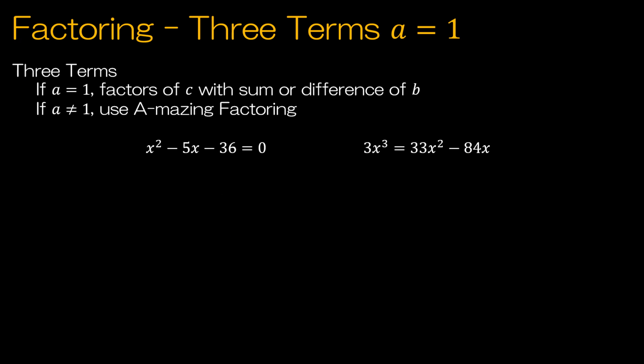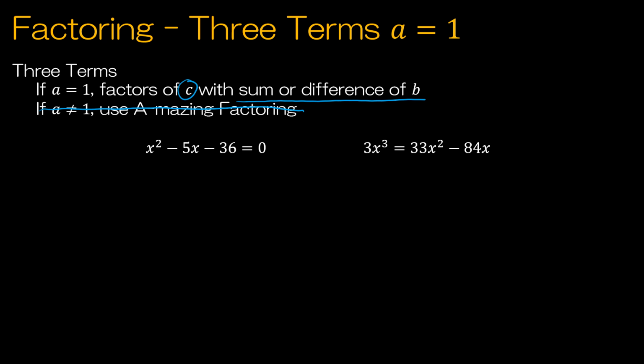Now let's look at factoring with three terms. We're going to handle it a little bit differently if a is equal to 1 or if a is not equal to 1. So on this page, we're just going to forget about a not equaling 1. We're still going to use the greatest common divisor if we have it, but then we're going to look for, if a is 1, factors of c with a sum or difference of b. So let's look at our first question together.